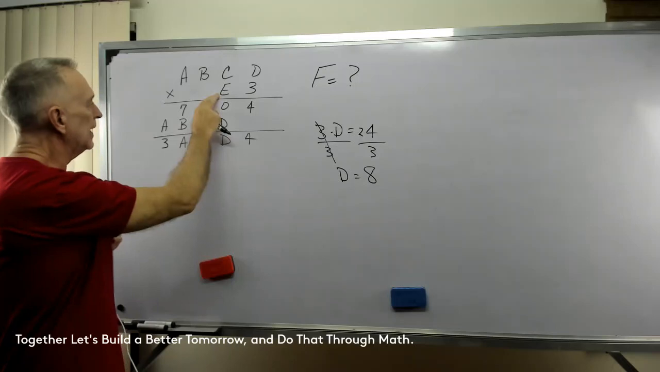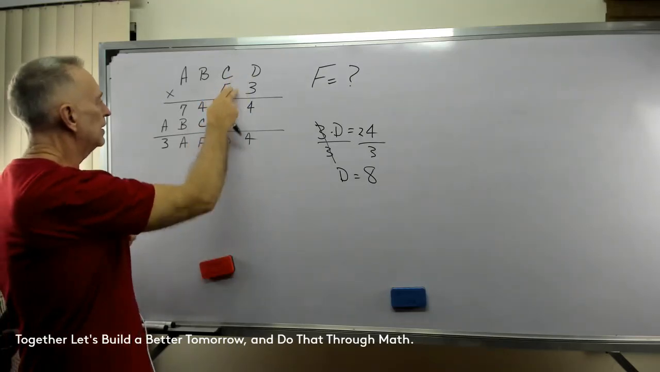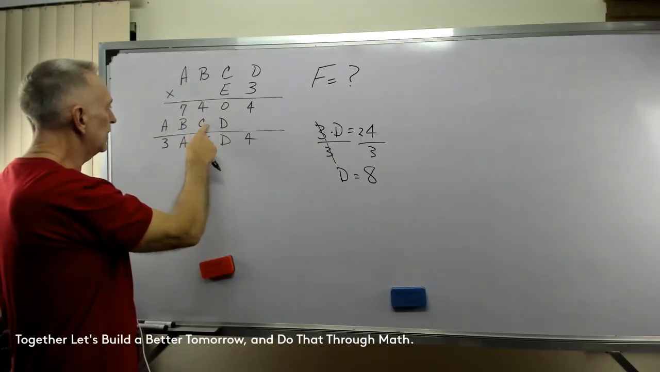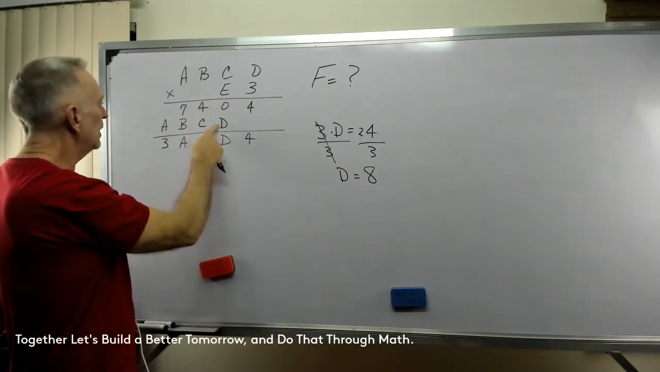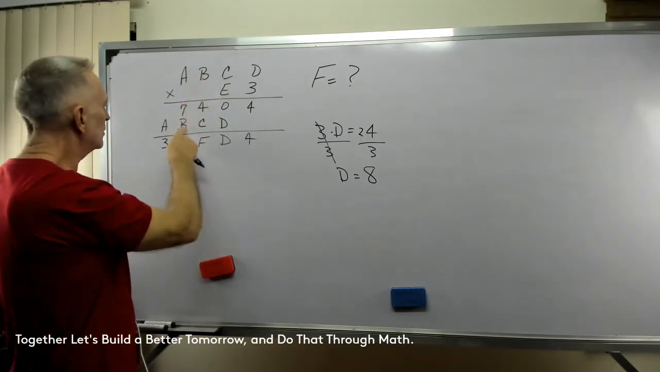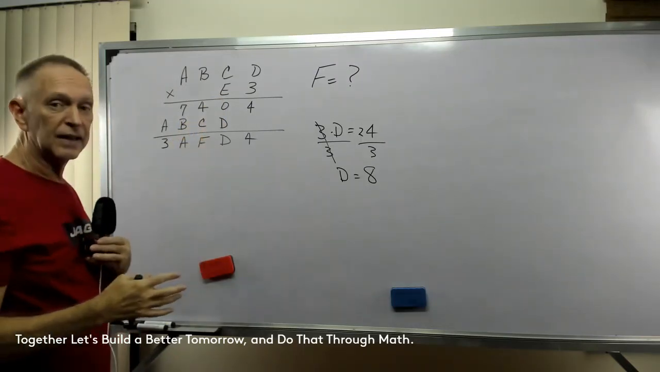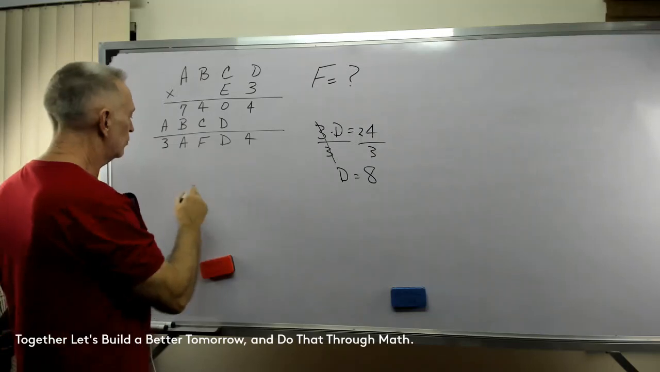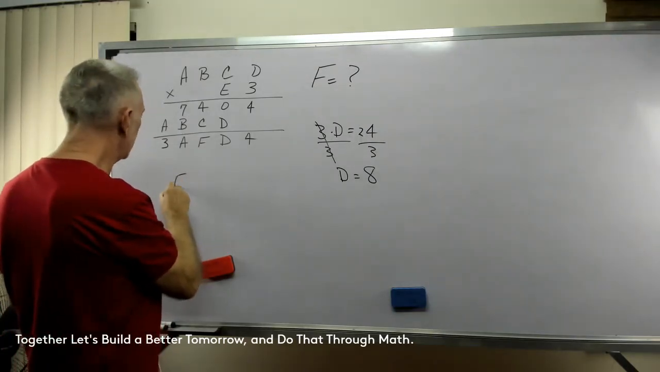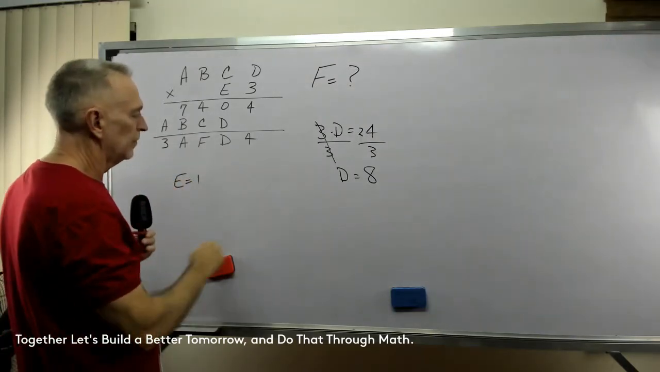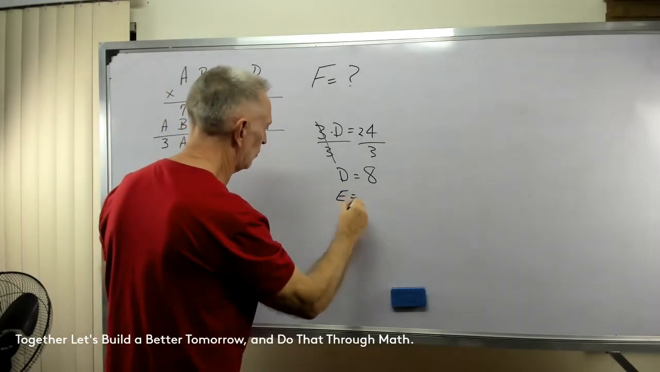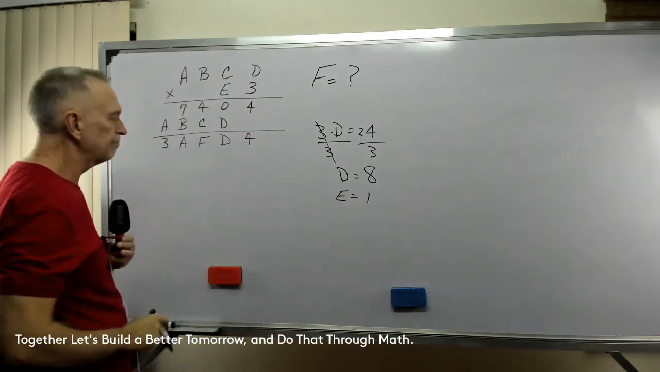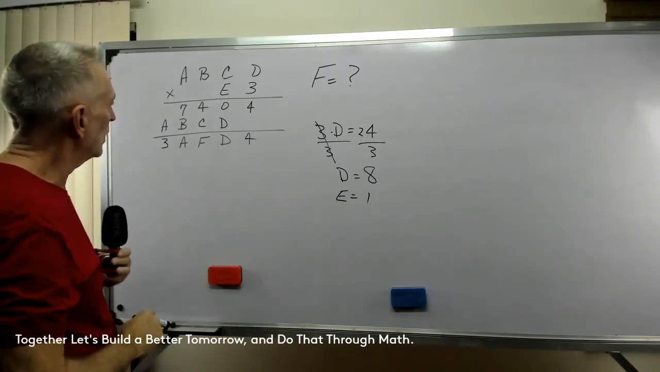Let's look at E. E times D is D. E times C is C. E times B is B. Okay, so what does that mean? E has to equal 1. So we know E equals 1. So let me put it here. E equals 1, D equals 8. And that's what I know so far.